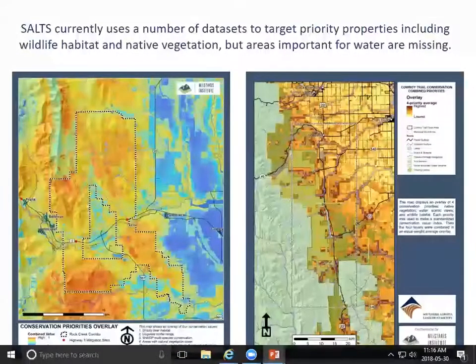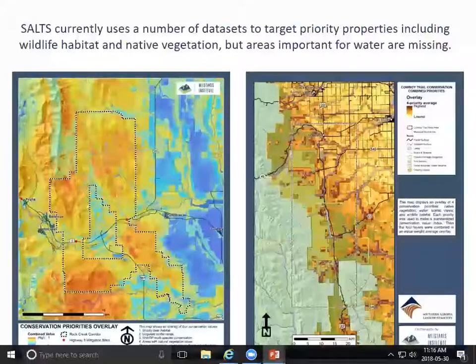Up to this point, at SALTs, we've been doing a lot of other types of mapping. For example, we will map areas of critical wildlife habitat, native vegetation, and species at risk, but we've been really missing that water piece, other than just knowing where the creeks, lakes, and rivers are.